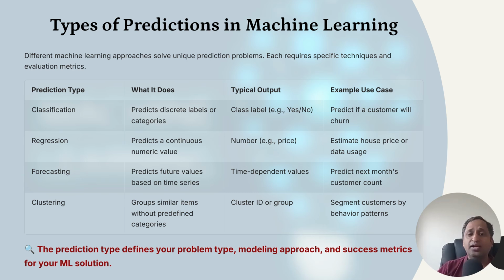So to summarize, the type of prediction you need to make, either classification, regression, forecasting or clustering, determines everything: the algorithm you use, how you evaluate your success, how you prepare your data. So one of the important steps in your machine learning problem is to know what type of prediction you want to do, and in what category this prediction falls. In our case, we are going to do a classification, where we want to predict whether the customer is churning, yes or no.